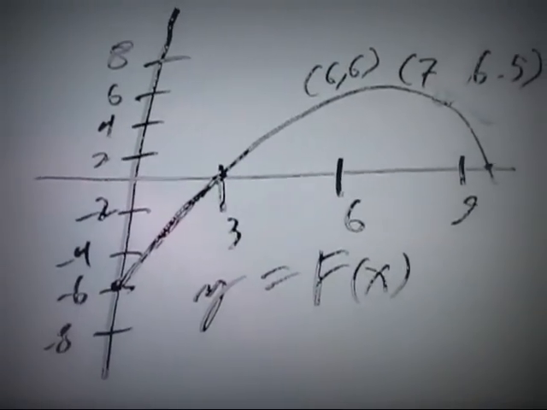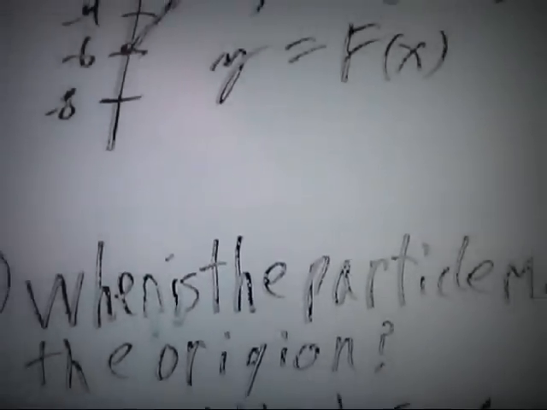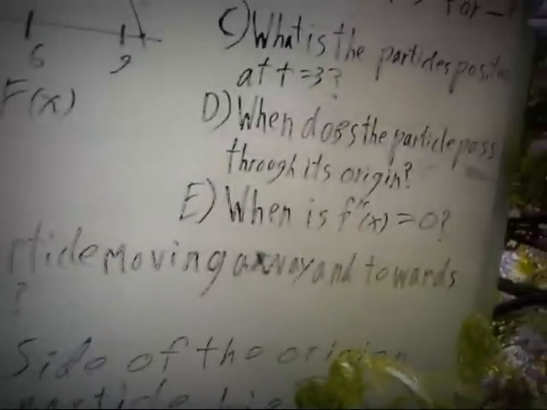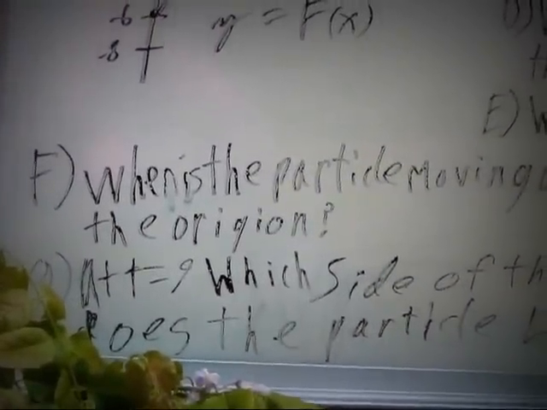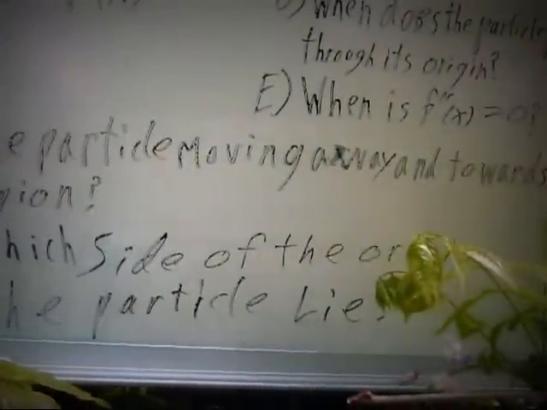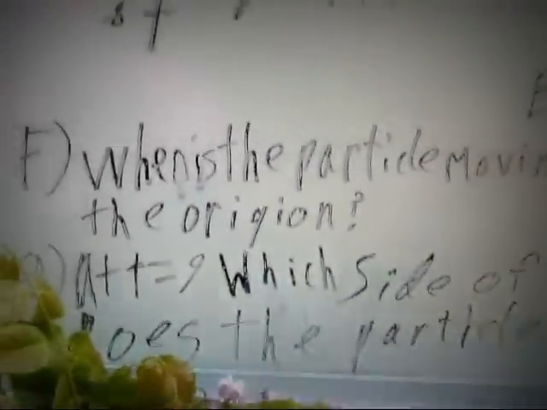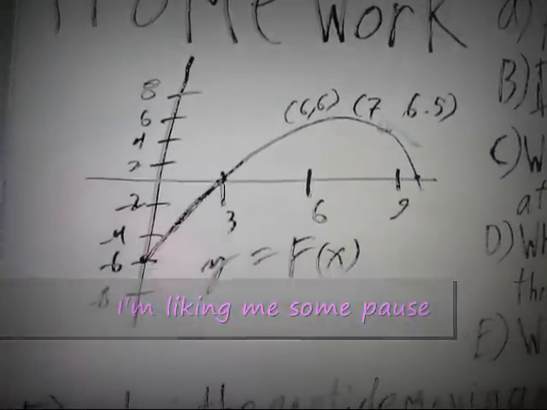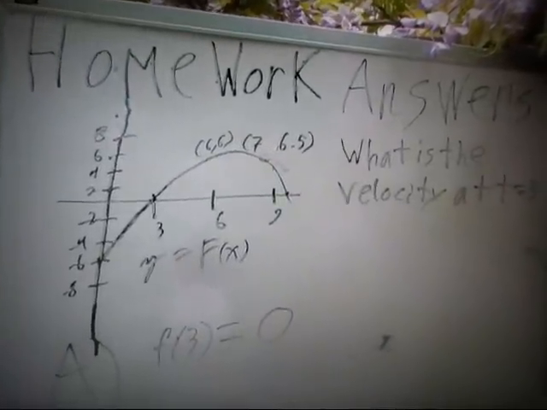No, the answer's not 77. Moving on to letter F. When is the particle moving away or towards the origin of this graph? And finally, letter G. At t equals 9, which side of the origin does this particle lie? And pause the video. Looks like it's time to start some answers.